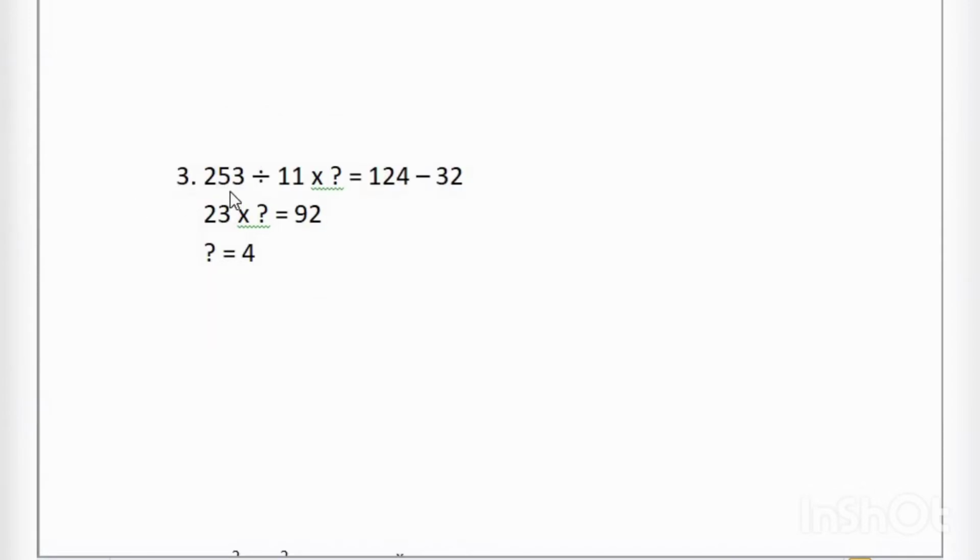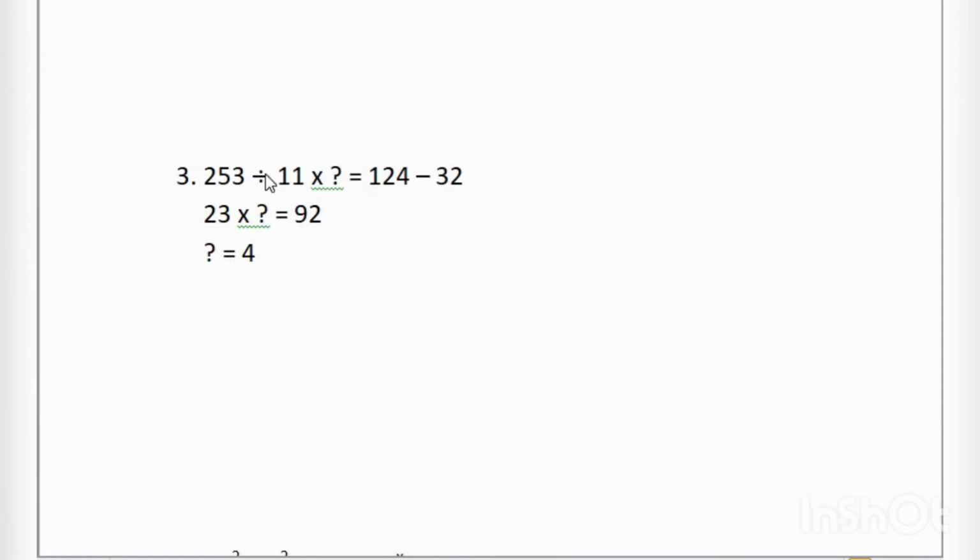Going to the third question, 253 divided by 11 into question mark equals 124 minus 32. To solve this question, you must know what the BODMAS rule is. If you don't know that, I put a video on that. I will give the link in the description box. Go through that video and learn what the BODMAS rule is.